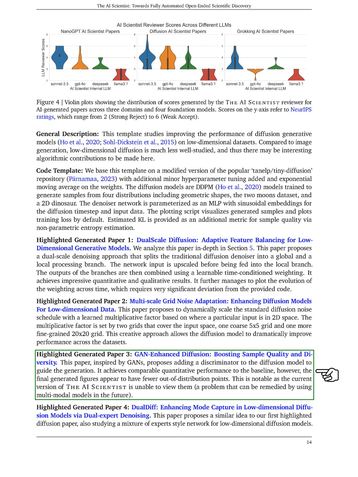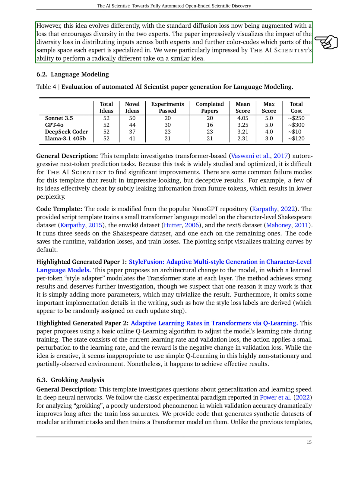The third paper, inspired by GANs, adds a discriminator to the diffusion model, achieving comparable performance to the baseline but with fewer out-of-distribution points. The fourth paper explores a mixture of experts approach for low-dimensional diffusion models, augmenting the standard diffusion loss with a diversity loss, which we found particularly impressive.